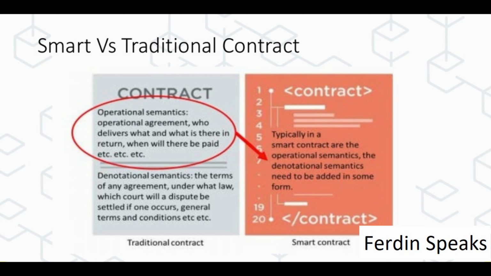But if you take smart contracts, which you see on the right side, it is a piece of code. It looks like some kind of markup. Typically smart contracts have operational semantics; the denotational semantics need to be added in some form. So this will be a piece of code which executes when the conditions of the smart contract are satisfied.